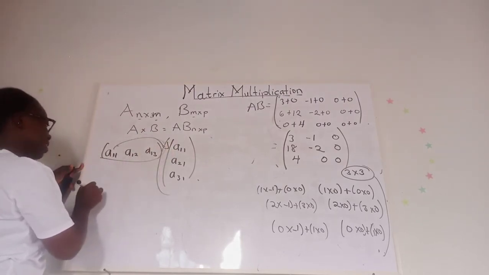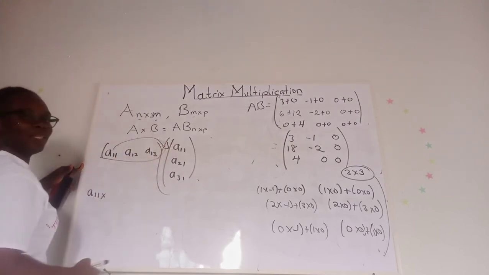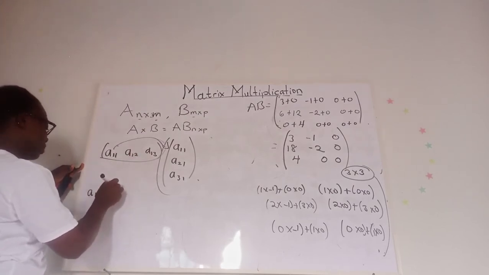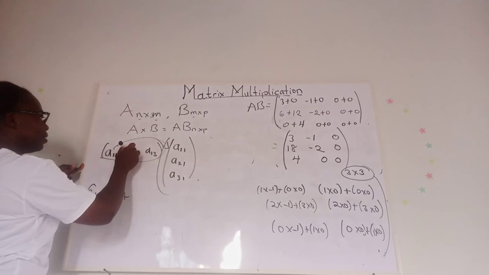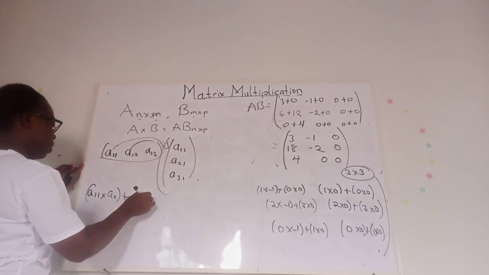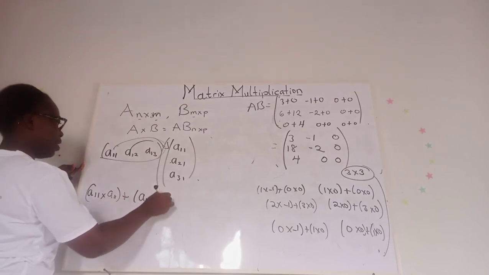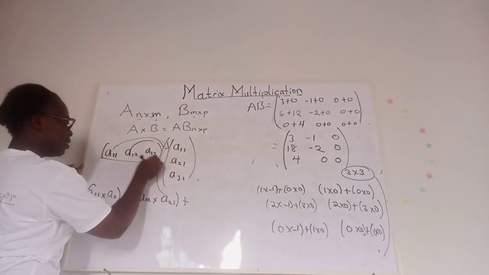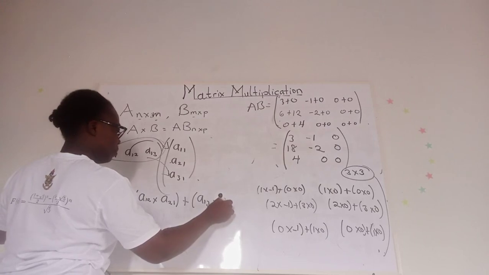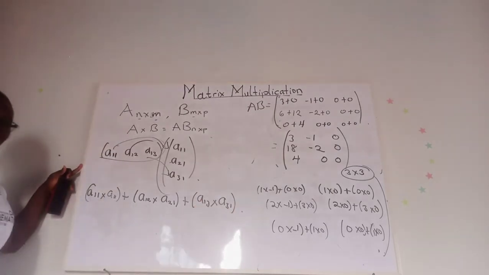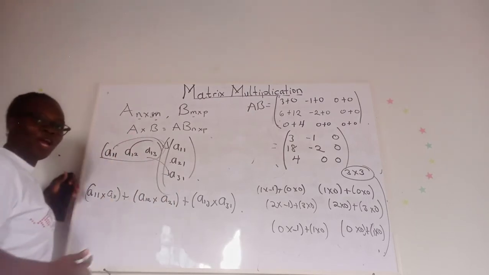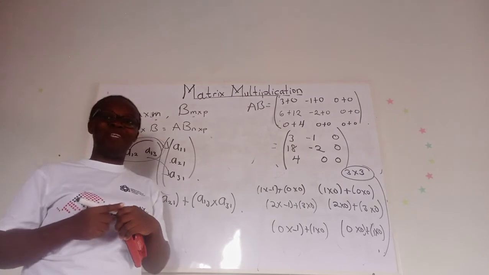So I have A11 times A11 plus A12 times A21 plus A13 times A31. Basically, if you get this concept that I pick a row and I multiply by a column, then it should be okay.